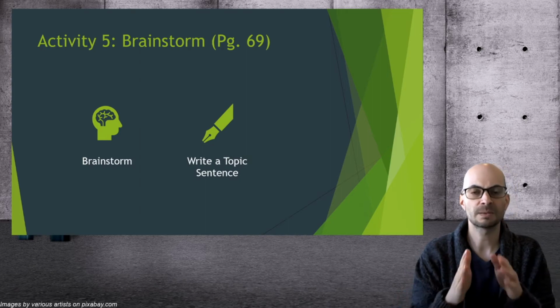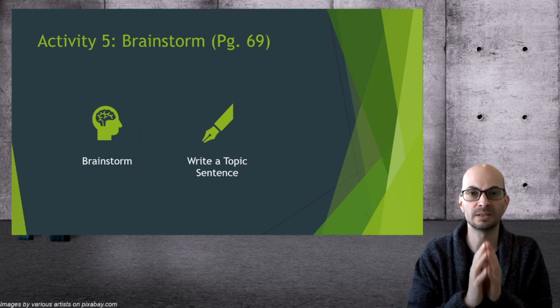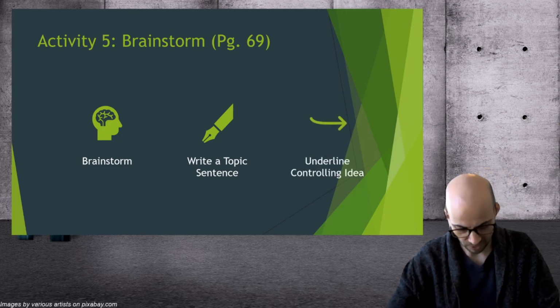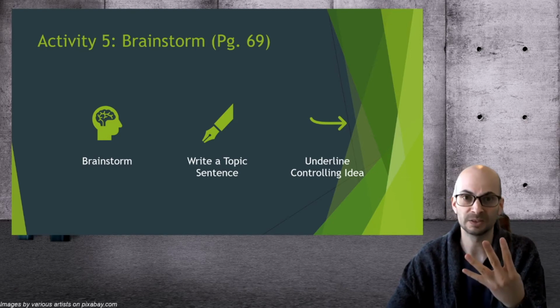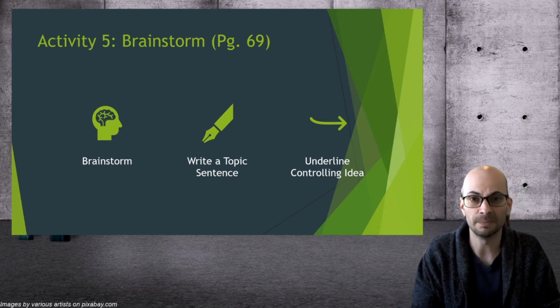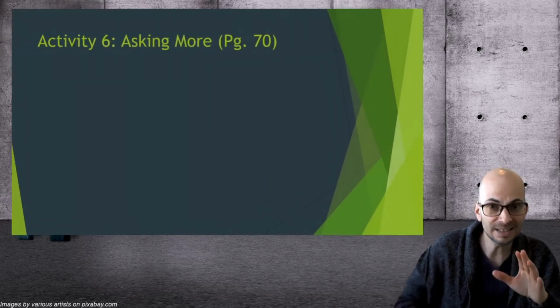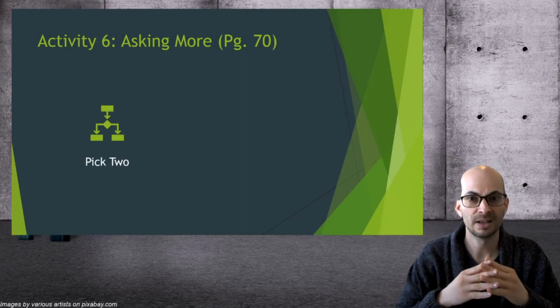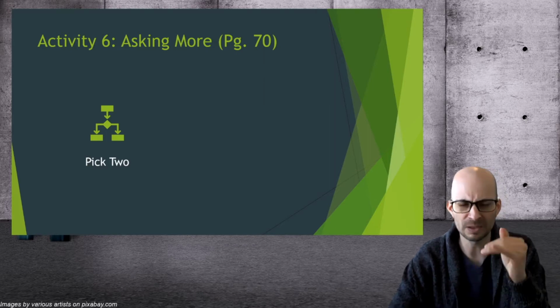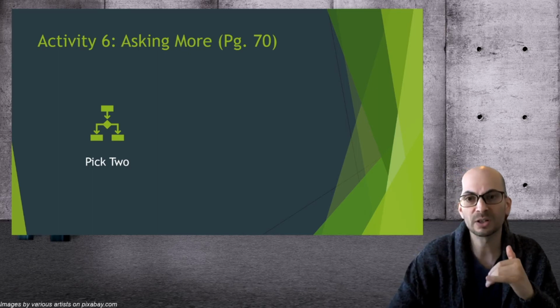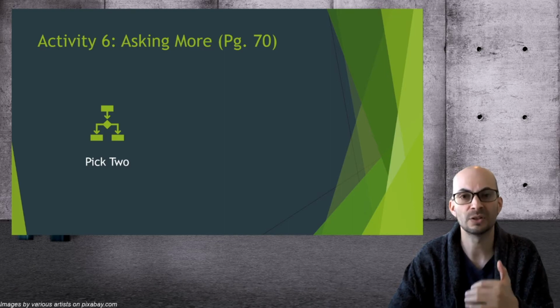After you brainstorm, pick one of those topics, write one topic sentence. In your topic sentence, underline the controlling idea. There are 4 spaces for you. The first one is done for you. Once you finish that, take your time. Create some really great topic sentences, because in activity 6, we're going to use those topic sentences. We're going to pick 2 of them, the 2 best topic sentences you have, and then we're going to create some questions for those sentences.